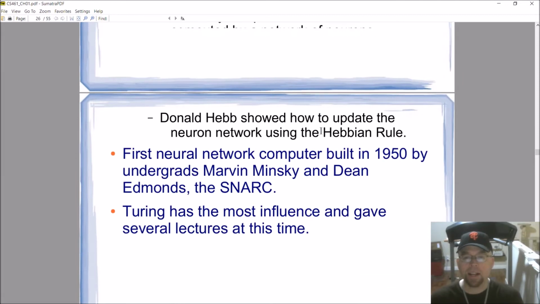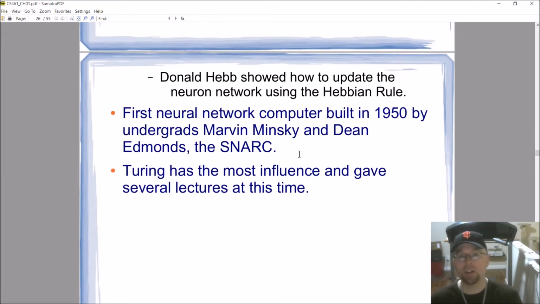A guy named Donald Hebb showed how you can update neural networks by using what he was to become famous for, a rule that he came up with called the Hebbian rule. You don't have to know about it. If you're interested, feel free to Google it.